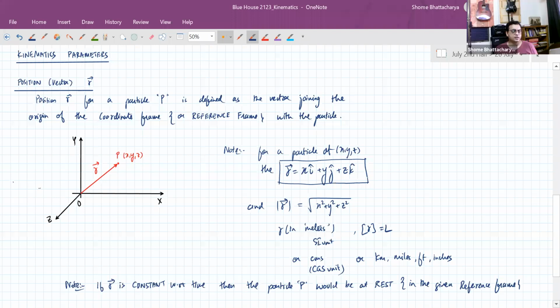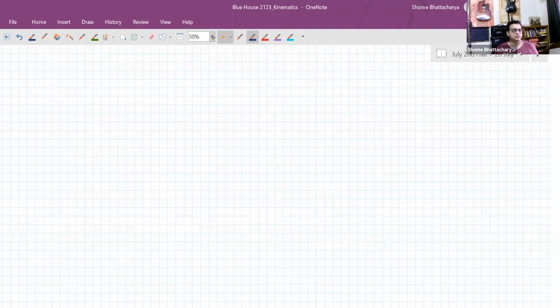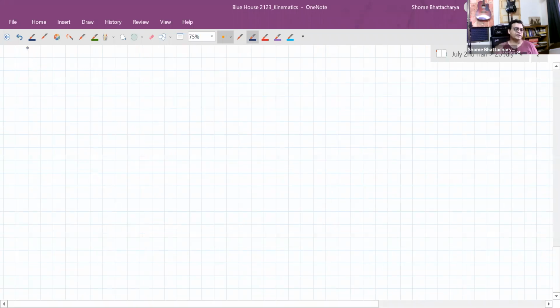Okay, now having defined position, we come to the first very interesting parameter, which is displacement. And you will see how the vector analysis makes the definition of displacement much more simple, but at the same time much more technical.